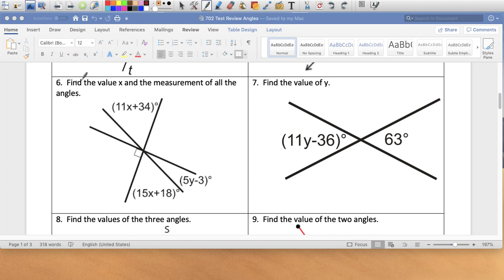Excuse me. Oh, I can't do anything with this. Well, can I? No, I can't. I can't do anything with 5y minus 3 and 15x plus 18 because they're two different variables. But I can do something with, put a dot here.